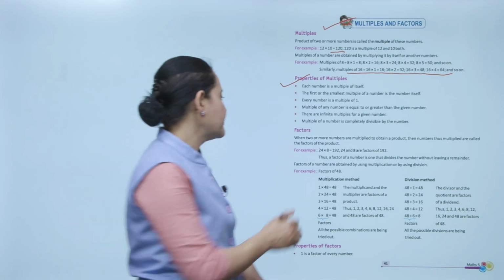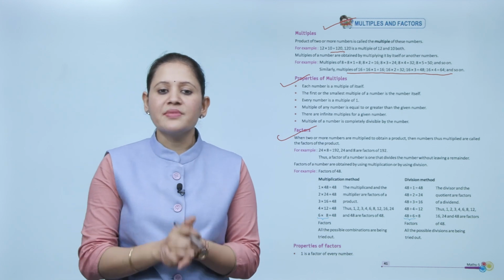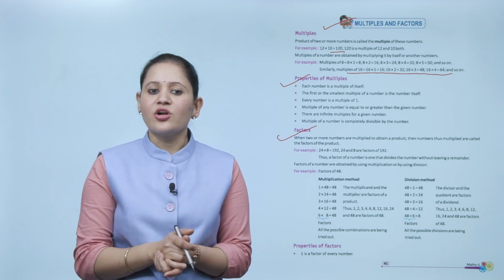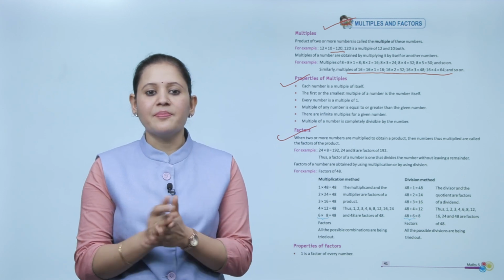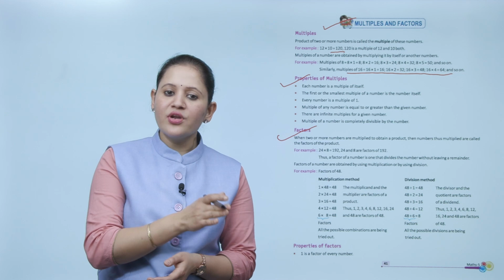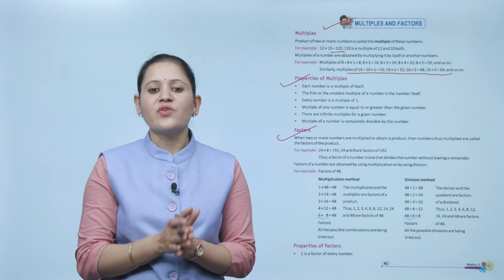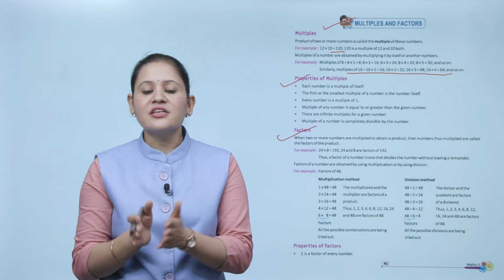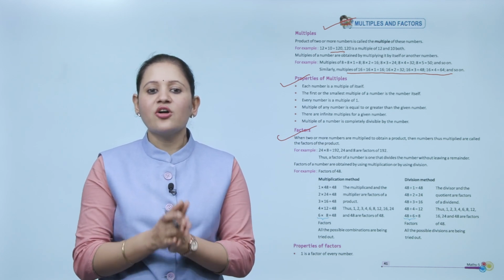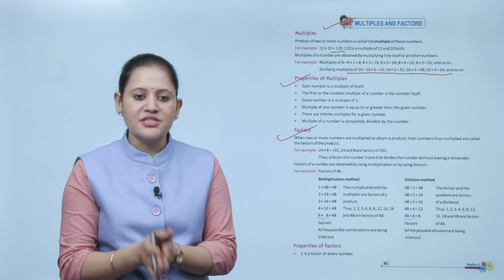Next is factors. When two or more numbers are multiplied to obtain a product, the numbers thus multiplied are called the factors of the product. For example, 24 into 8 gives you 192. So 24 and 8 are the factors of 192. Thus, a factor of a number is one that divides the number without leaving any remainder. Factors of a number are obtained by using multiplication or by using division.